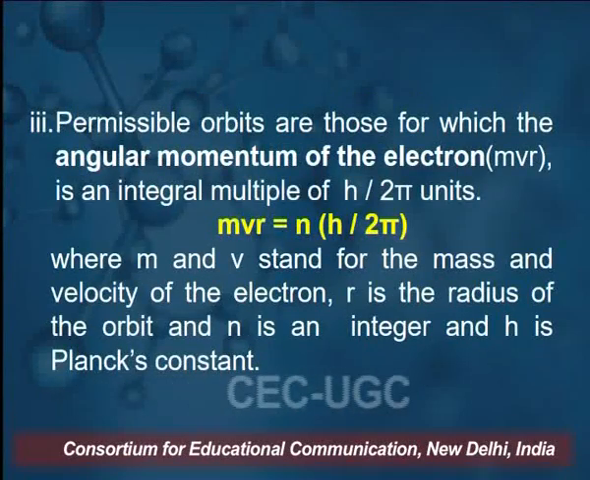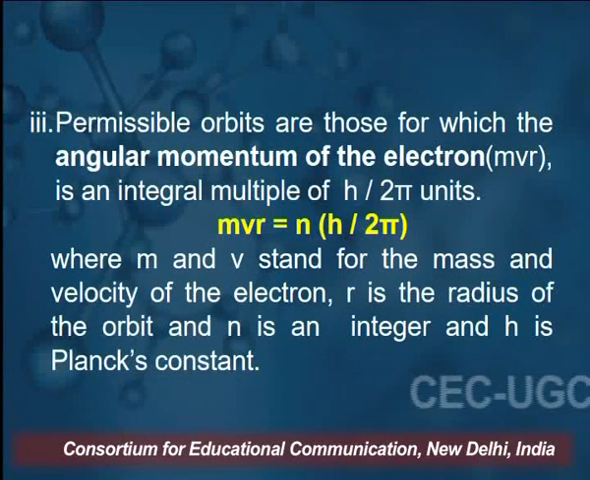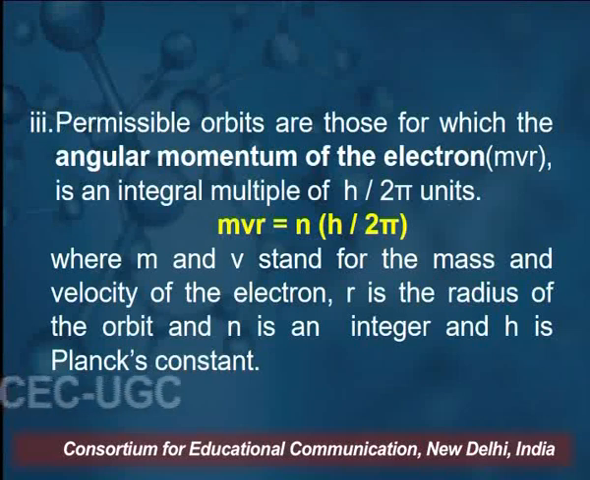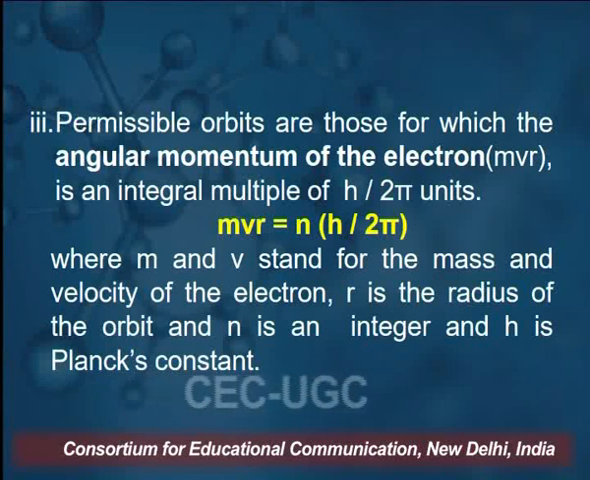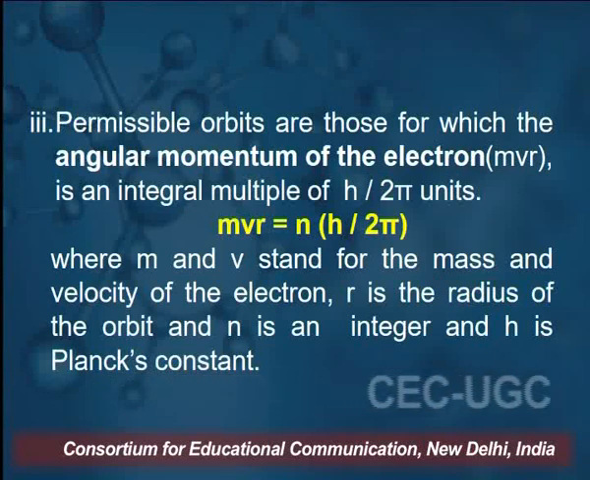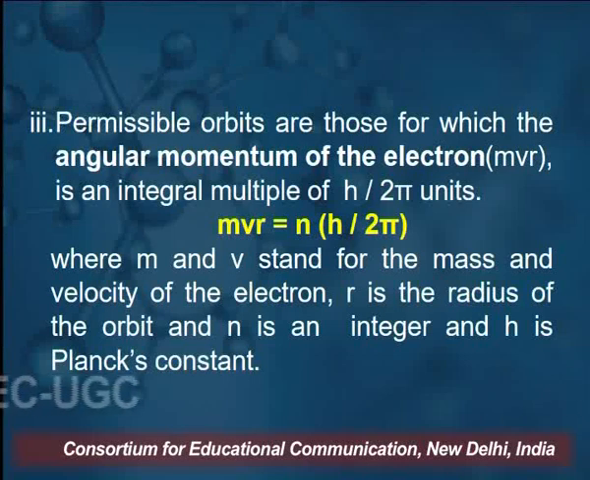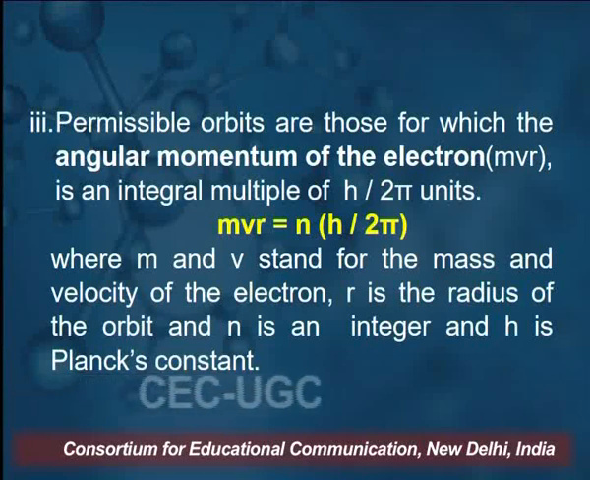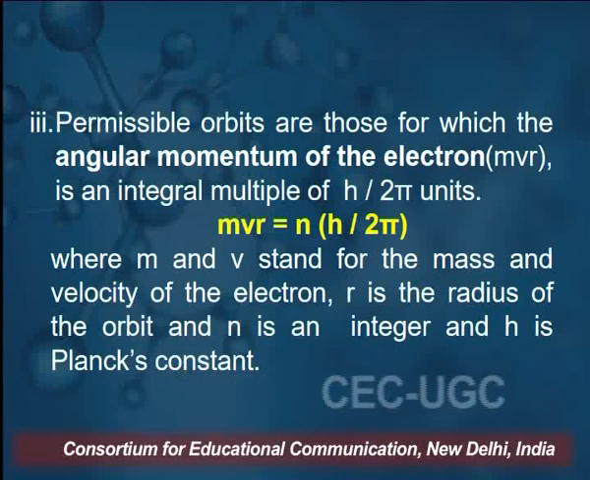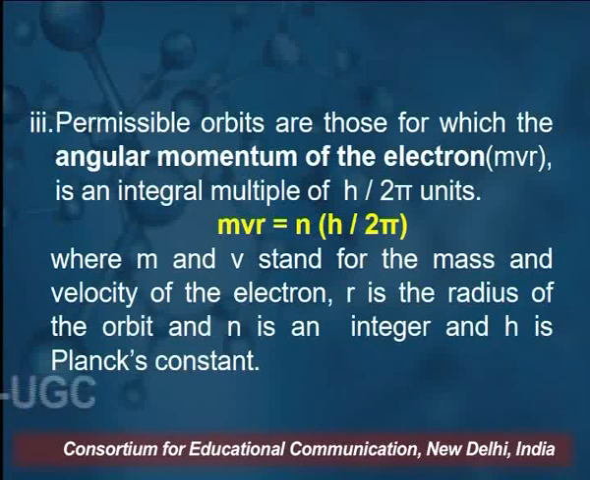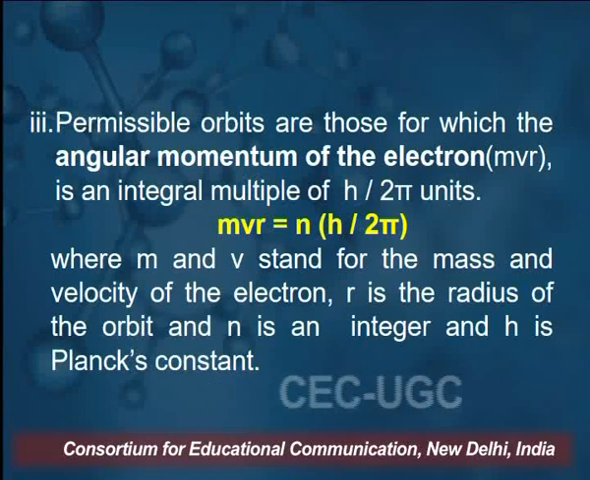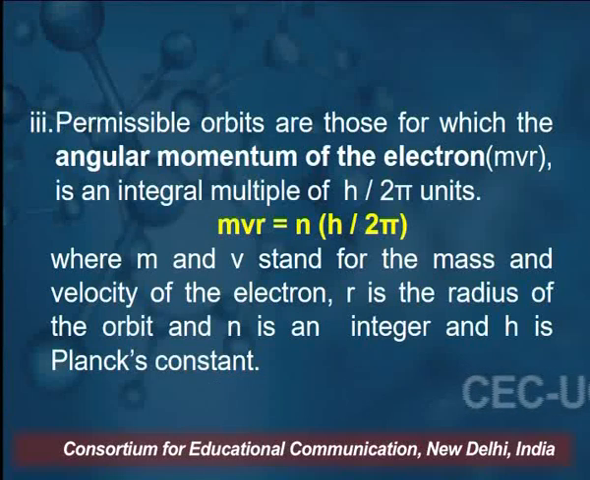Permissible orbits are those for which the angular momentum of the electron is an integral multiple of h upon 2 pi units. If m is the mass of the electron, v is the velocity of the electron, r is the radius of the orbit and n is the integer, then mvr, which stands for the angular momentum of the electron, is equal to n h upon 2 pi. Here h is Planck's constant.